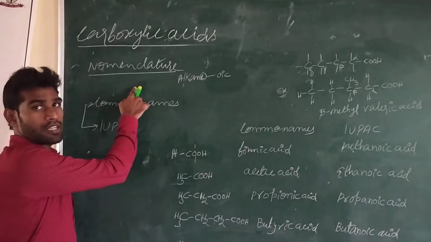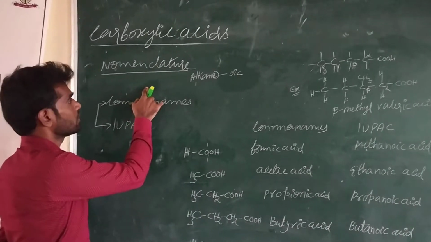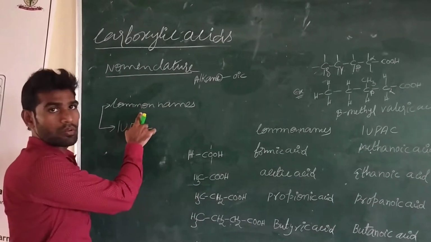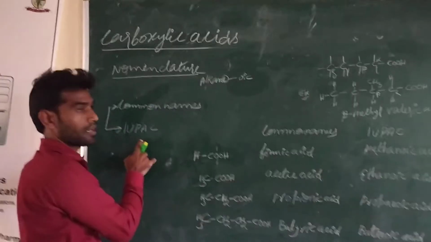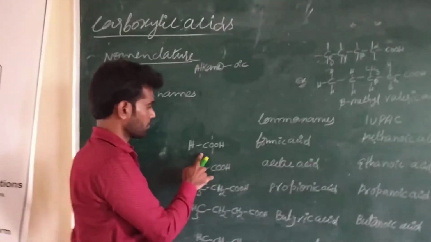Nomenclature of the carboxylic acid. Nomenclature could be given in two ways. One is the common name, another one is the IUPAC system. For example, see here.